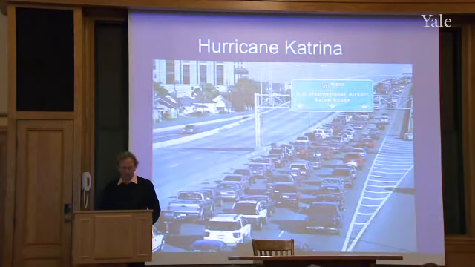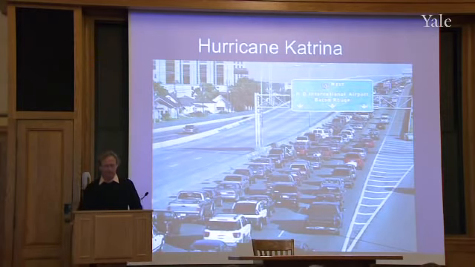Hurricane Katrina found people sitting on the highway, stalled, trying to leave southern Louisiana and parts of Texas and also other parts of the Gulf Coast. So moving people out of a city, even despite having an interstate highway system, is much more difficult than anyone could possibly imagine.